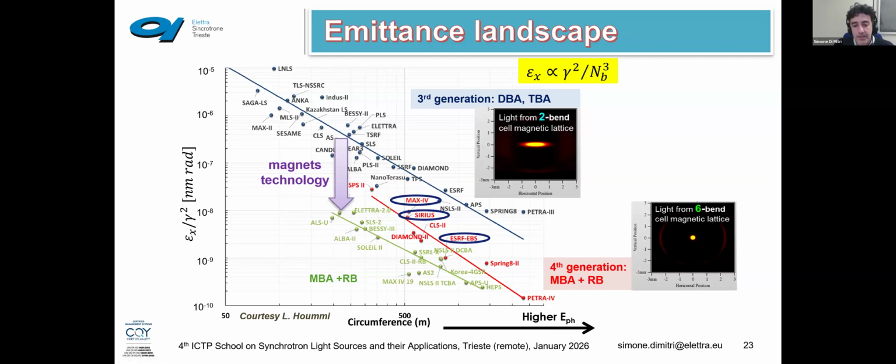So as a consequence of the reduction in emittance, we are going to reduce the spot size, so the beam size and the beam divergence of the electrons, and consequently the spot size and divergence of the photon beam emitted by the electron bunches. And this is the difference: you can typically get 1 to 2 orders of magnitude in the sizes of the light pulse, passing from the third to the fourth generation.